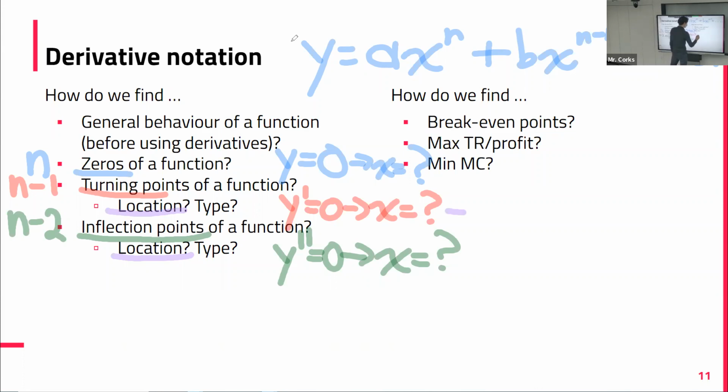Okay, so we take these x values from our first derivative and we put those into the second derivative. And we figure out, well, is it greater than 0 or is it less than 0? And that will tell us what type we have. Inflection points. Do we have a way to find the type of an inflection point?